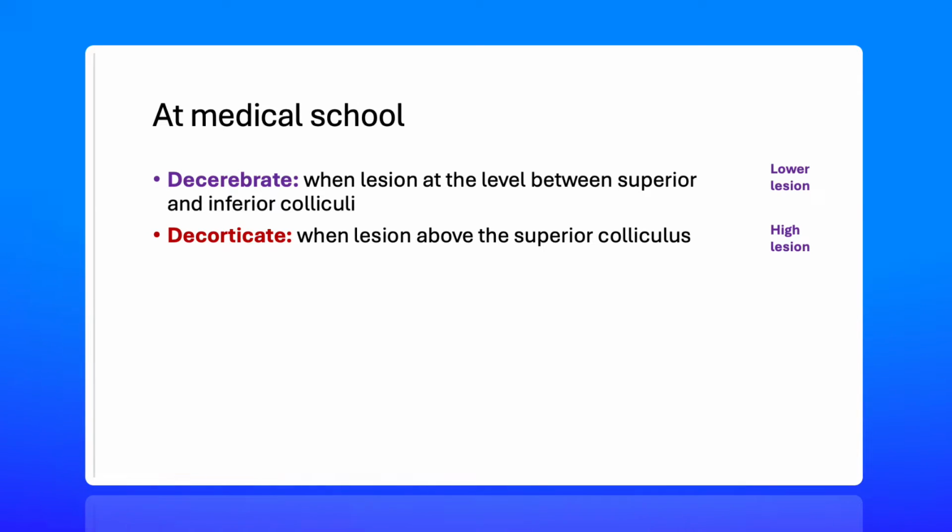At medical school, you would have come across these terms decerebrate and decorticate rigidities. You would have also learned that the decerebrate rigidity results when the lesion is at the level between the superior and inferior colliculi, and the decorticate rigidity when the lesion is just above the superior colliculi. The decerebrate rigidity, therefore, when there is a relatively lower lesion compared to the decorticate rigidity.